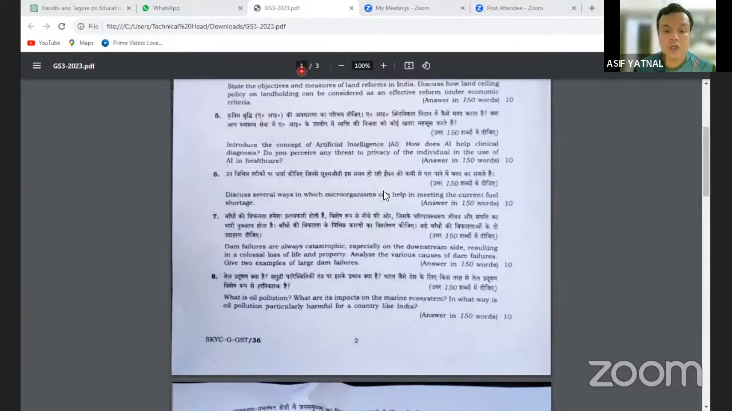Which microorganism can help in meeting the current fuel shortage? So this is again a very specific question. हो सकता है you may not be able to recall or you may not be knowing which microorganism specifically helps in meeting the current fuel shortages. अगर ये नहीं आता तो you could skip this question. एक दो क्वेश्चन आप स्किप कर सकते हैं.